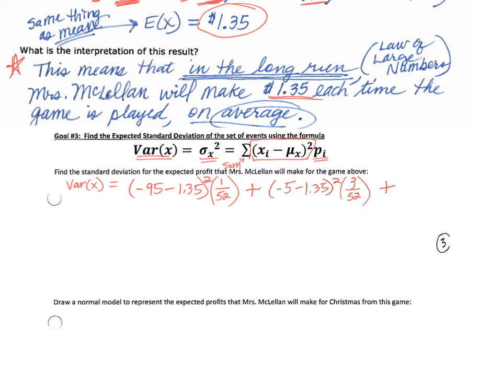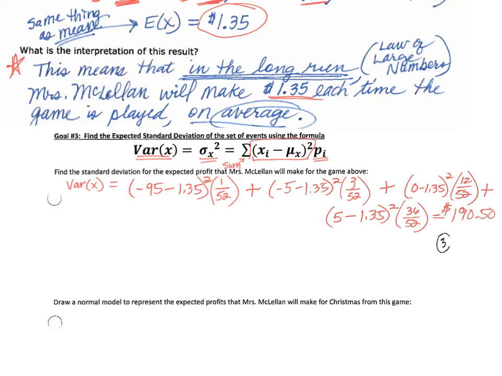Plus the next one. What's the next one? 0. It's me breaking even though, right? 0 minus the mean quantity squared times p. So that's the process. And the last one is 5 minus the mean quantity squared times p. Okay? And I'm going to tell you that that number comes out to be 190.5.